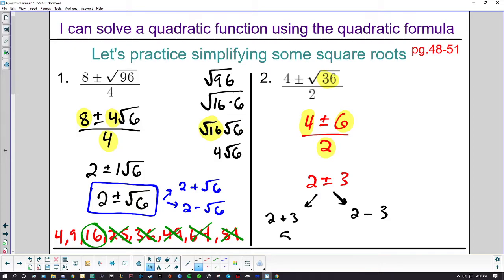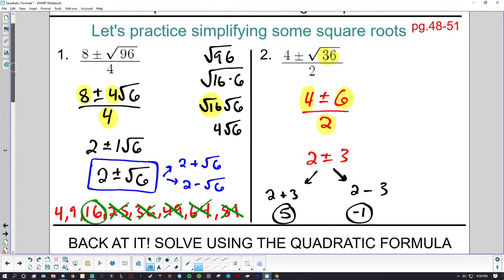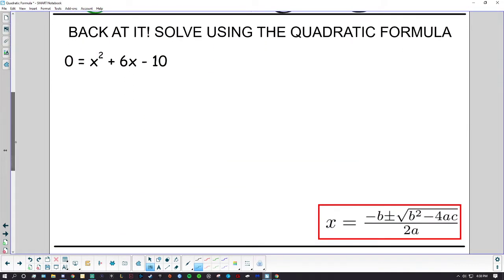2 plus 3 is 5. 2 minus 3 is negative 1. So we could simplify all the way down to 5 and negative 1. Look at that. We got whole numbers. That sometimes can happen. Okay, so now that you guys got a little bit of a refresher, this is how we simplify these square roots, which is something you're going to have to do when you use the quadratic formula. And we're about to see it in our first example. So let's get back at it.